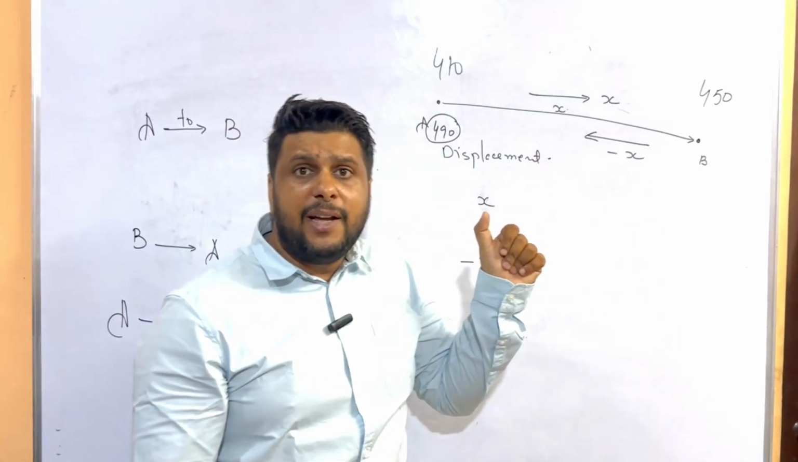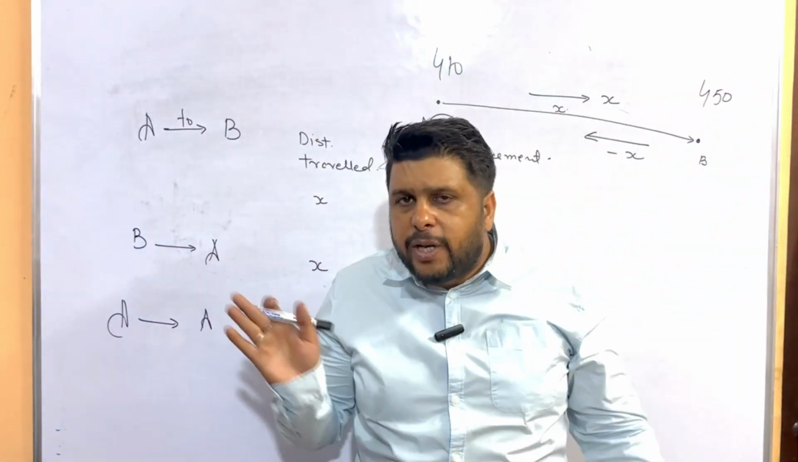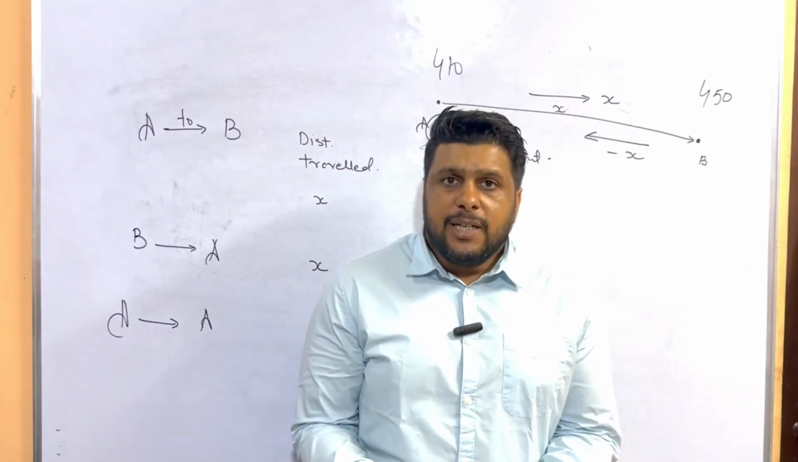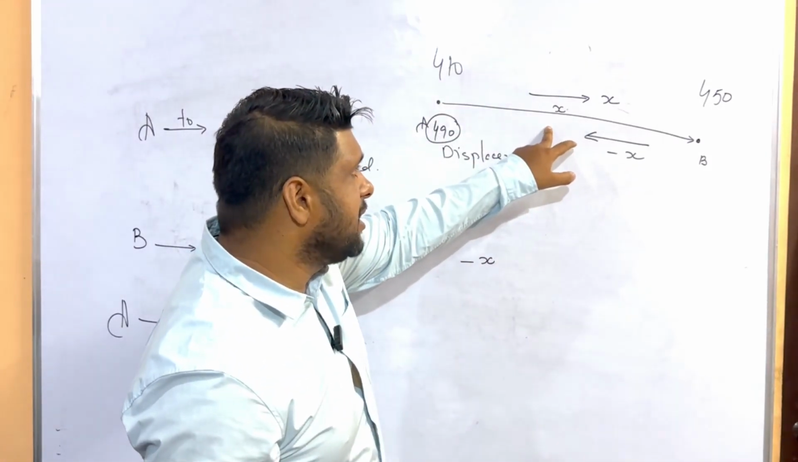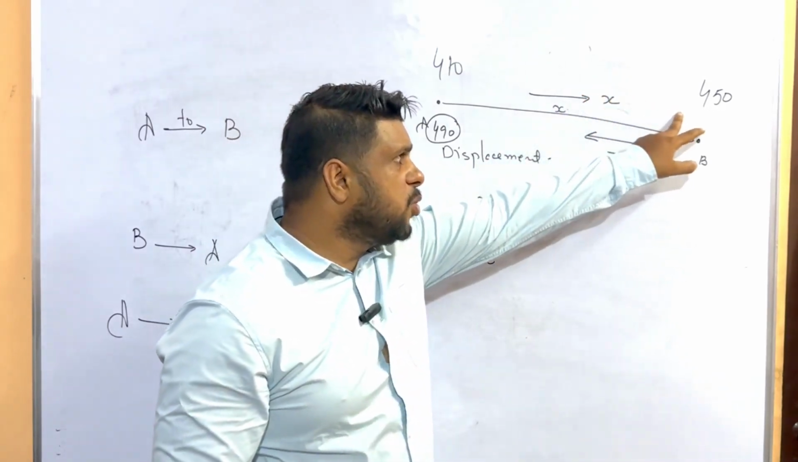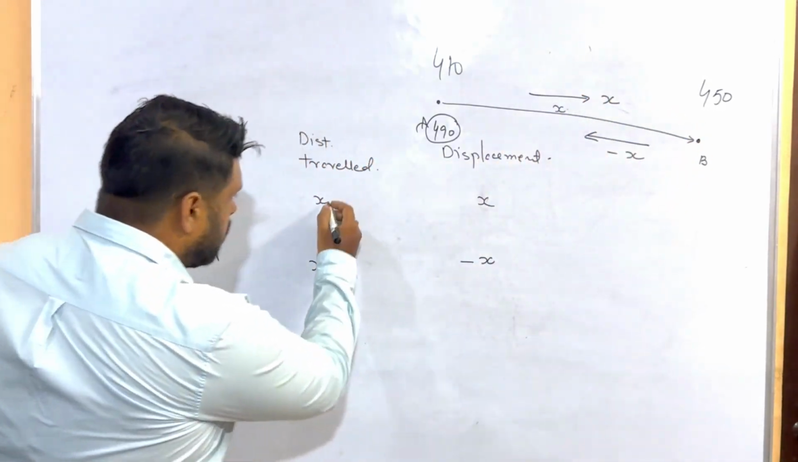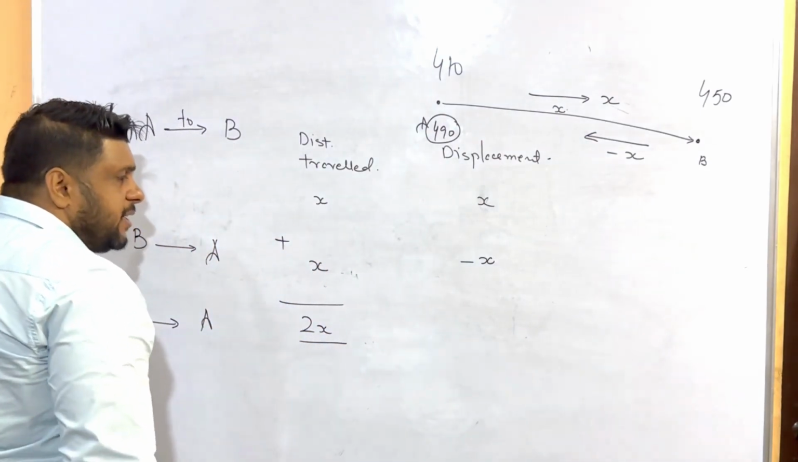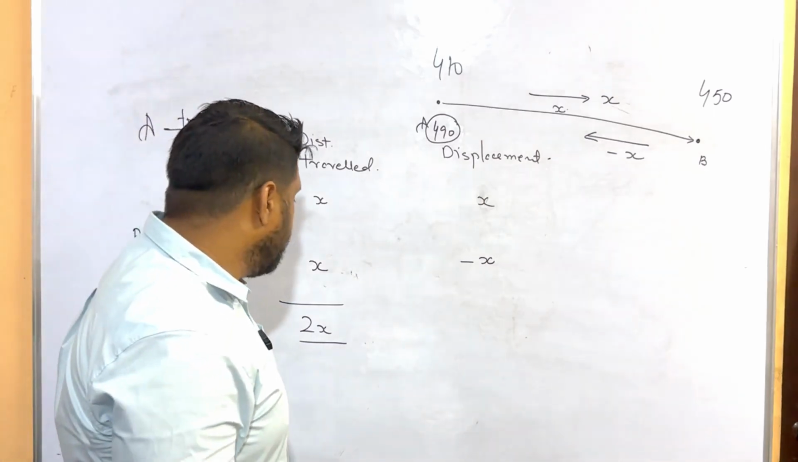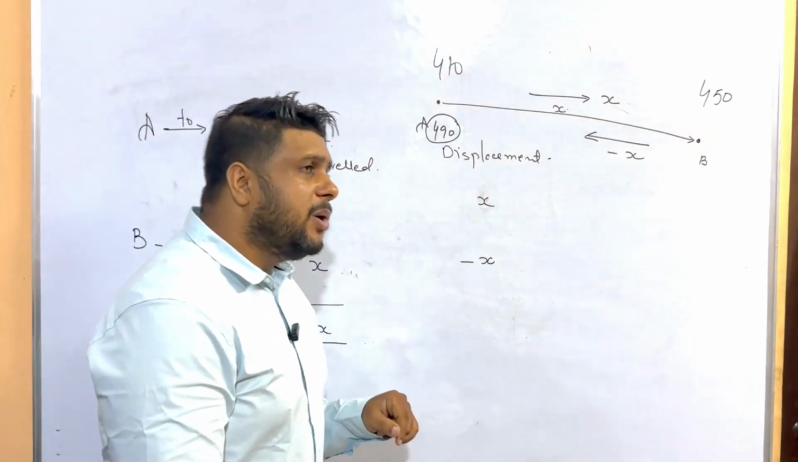So you have traveled 80 kilometers, 40 kilometers in that direction and 40 kilometers in that direction. So distance traveled is 80 kilometers. Similarly in this example we have x, so x is going in this direction and x is going in this direction. So x plus x will be 2x. So what is the distance traveled? 2x kilometers.